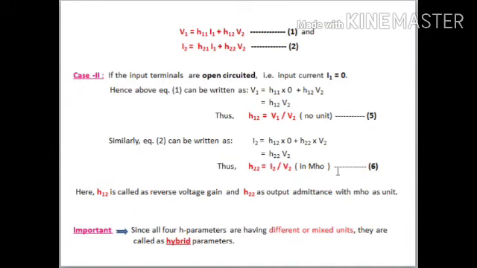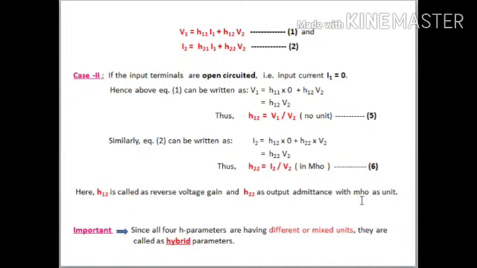Now again from equation 5 and 6, let's make one statement: H12 is called the reverse voltage gain. We use the word reverse because it is the ratio of input voltage to output voltage. H22 is called the output admittance because it is the ratio of output current to output voltage, and its unit is mho, M-H-O, which is the reciprocal of ohm.